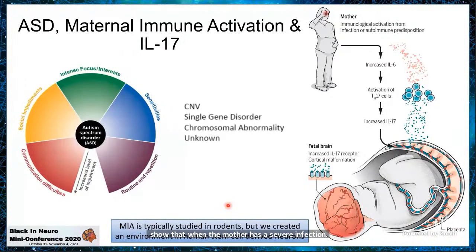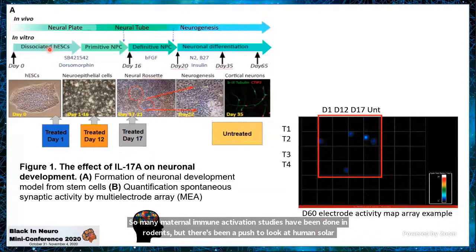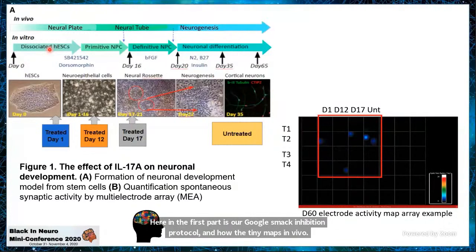So in our lab, we've created an environment in human stem cell-derived neurons. Here in the first part is our dual SMAD inhibition protocol and how the timing maps in vivo. In this experiment, I conducted what is similar to a critical period experiment for rodent labs, where I treated cells with IL-17A at different time points in the process of neurogenesis, and then measured their synaptic activity at day 55 and day 60 using a multi-electrode array system.